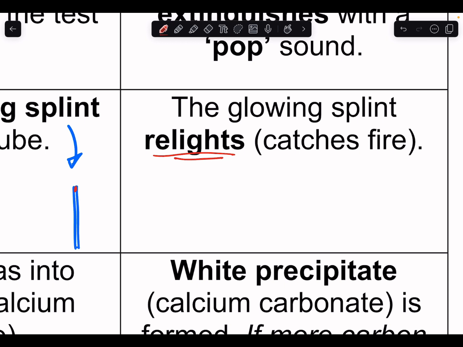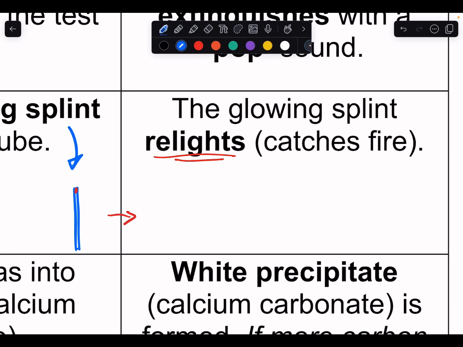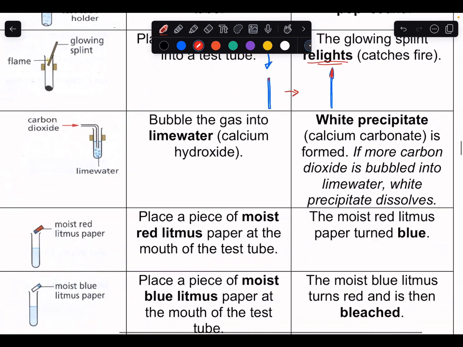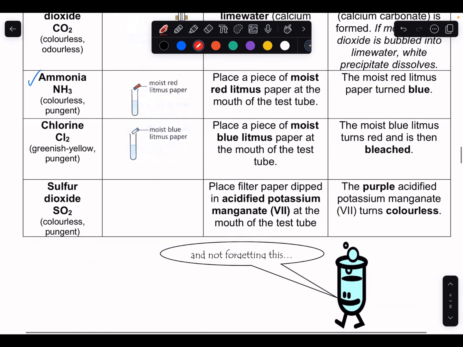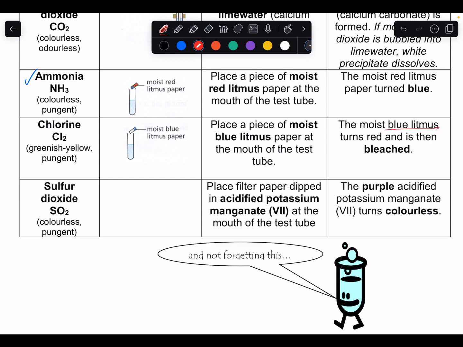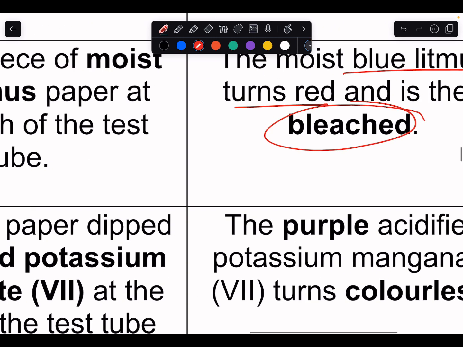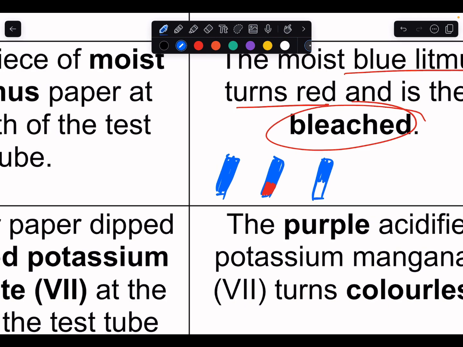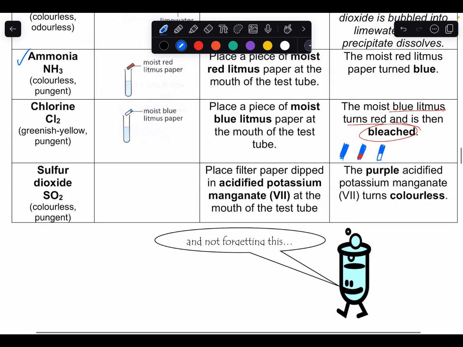Okay, so you will see it become a flame. For chlorine gas, you'll see moist blue litmus paper will turn red and bleach. So what it will look like is this. At first holding blue, then it becomes a bit red when you hold it over, and then at the end it will become bleached. So you just see the color of the filter paper.